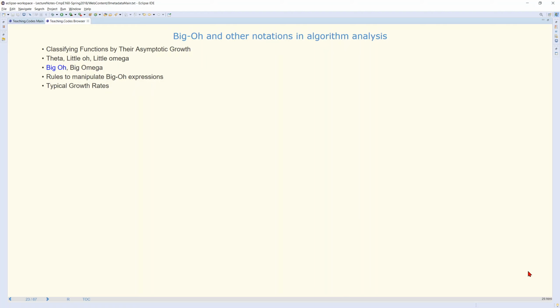Now, we will be dealing in this section with how we classify algorithms according to their behavior in the asymptotic growth. We will be defining the theta, little o, and little omega functions. We will also be defining the big O and big omega functions. Big O is written in blue because it's the most frequently used one, but still we have to discuss the others. And we will be discussing some rules to manipulate the big O expressions and the typical growth rates.